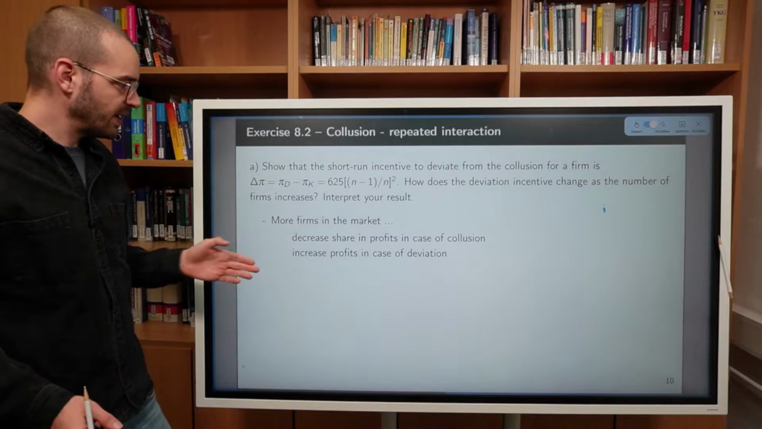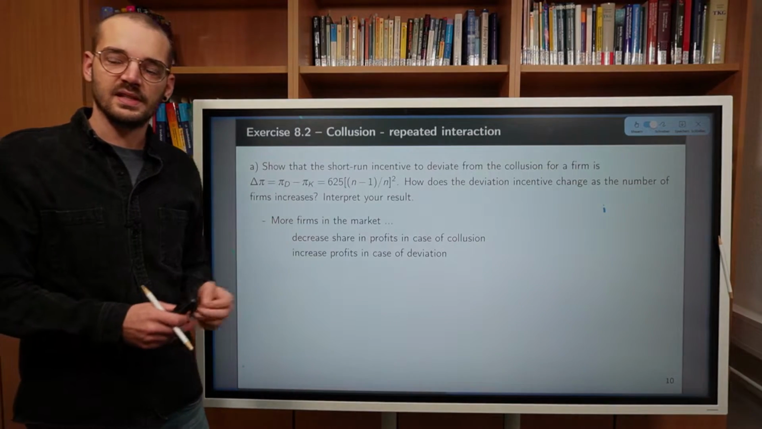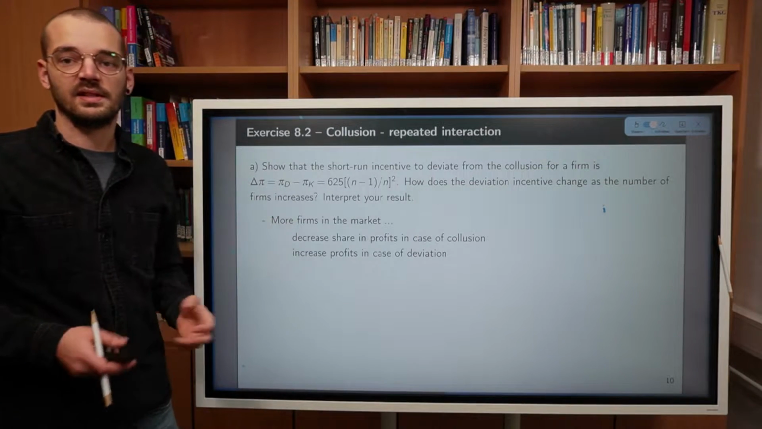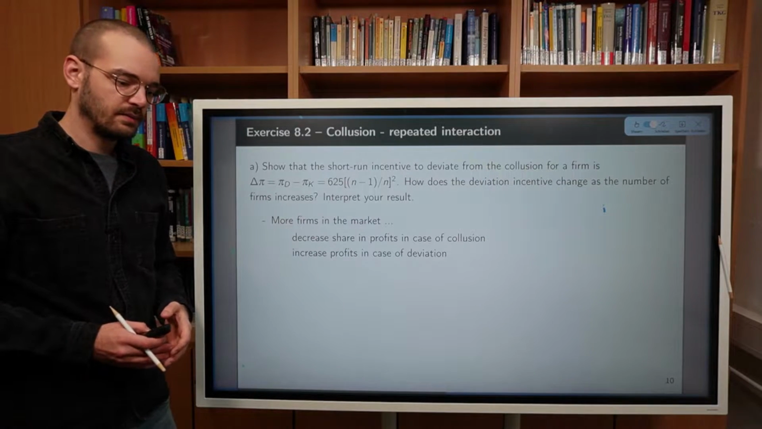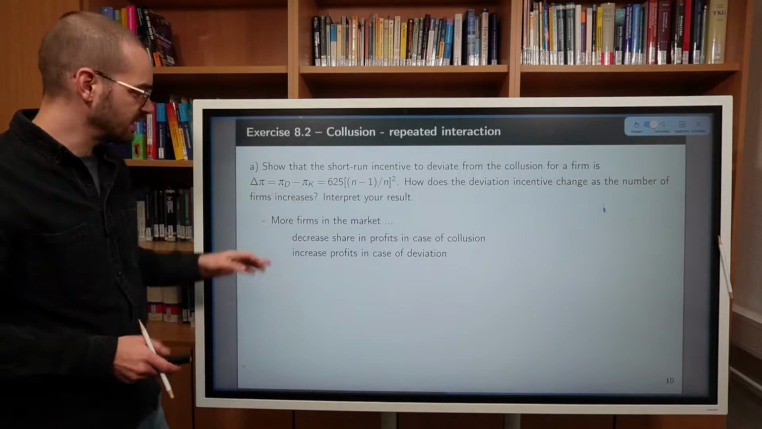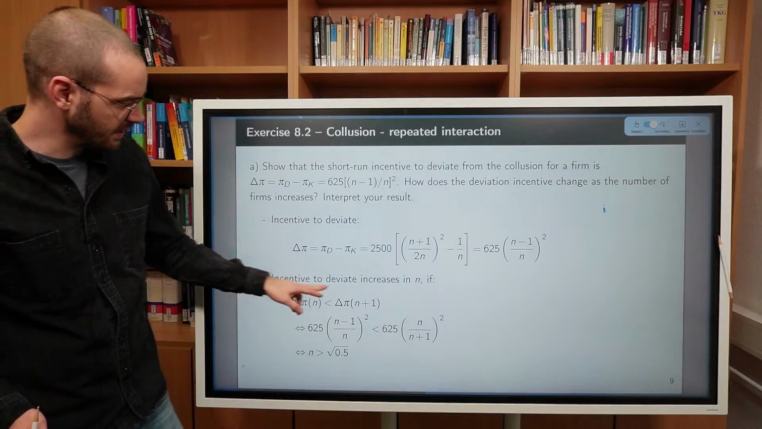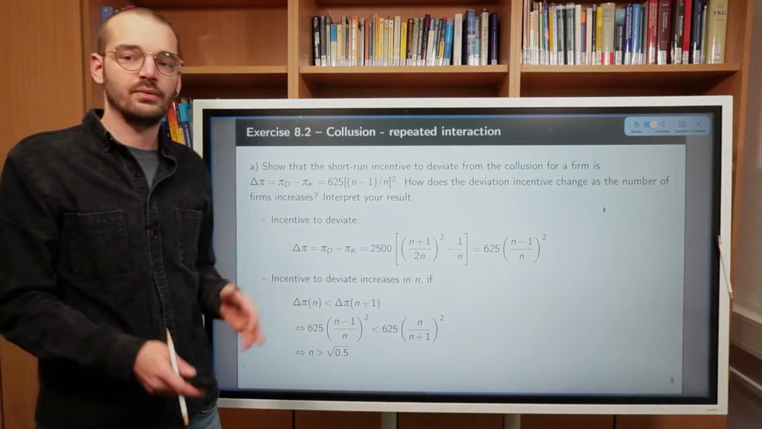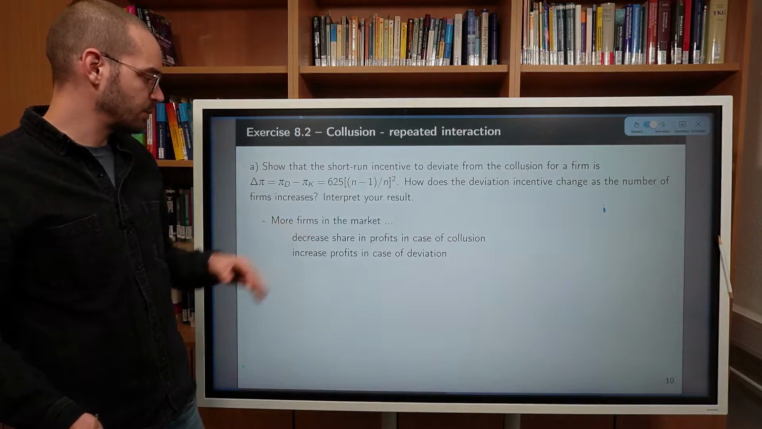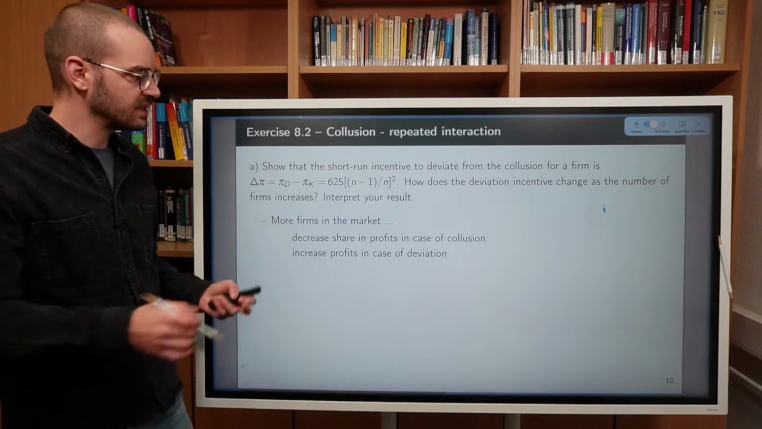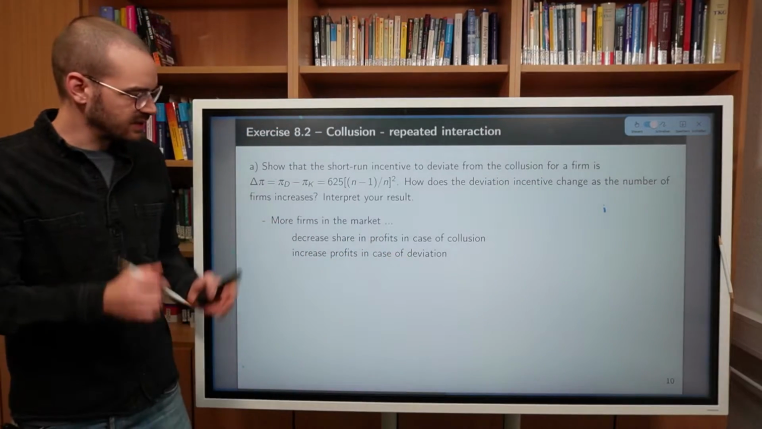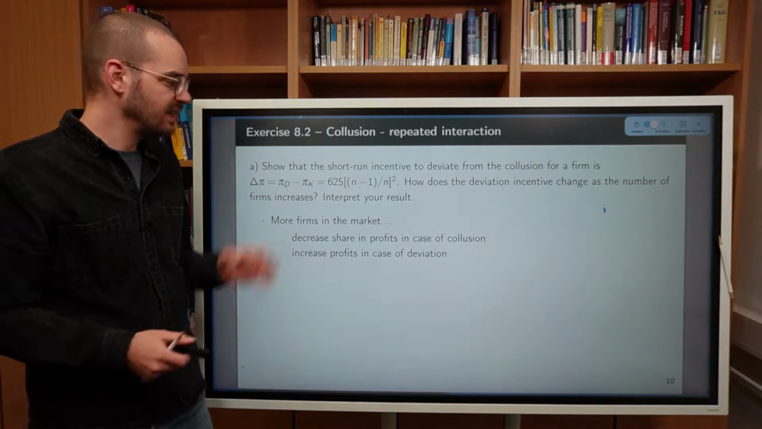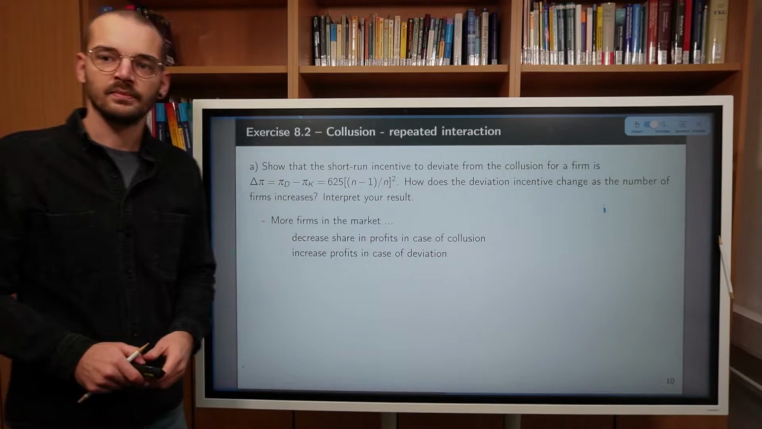All right, so two mechanisms that drive this result, two mechanisms that are the reasons behind this increasing incentive to deviate for any increasing n. The first one being a decrease in the share of profits under collusion, and the second then the increase in profits in the case of deviation.